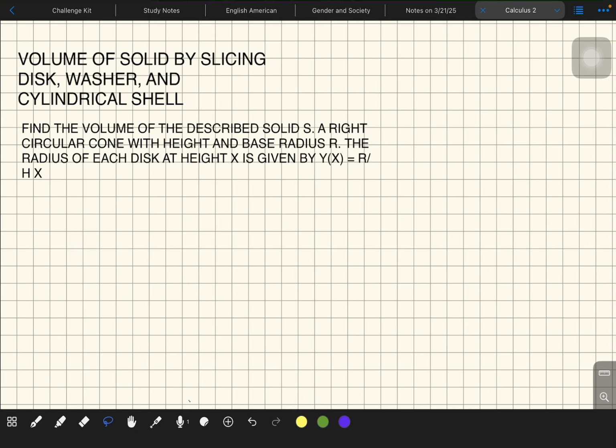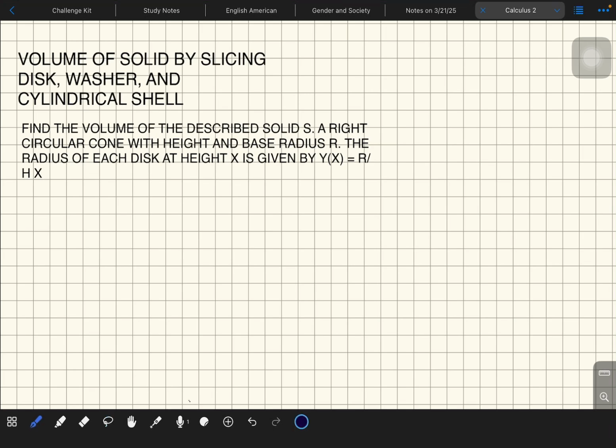Why? Because it is given in the problem, and to explain it, this problem has circular cross sections. It means that at any height x, the cross section perpendicular to the height is a circle with radius y of x equal to r over h times x. In this problem also, there is no hollow region. That's why this problem uses the disc method.